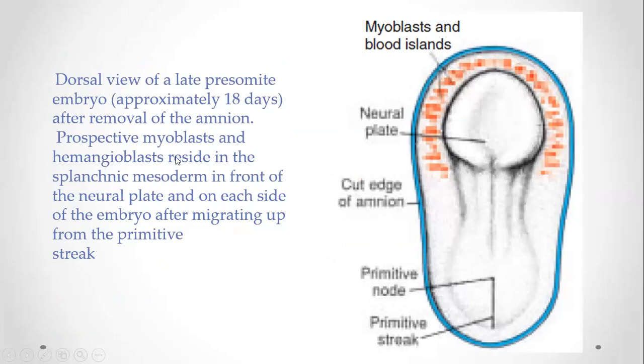The prospective myoblast and hemangioblast reside in the splanchnic mesoderm in front of the neural plate and on each side of the embryo after migrating up from the primitive streak. If you remember the primitive streak, this is the primitive node, and after migrating, this is the arrangement of the myoblast and blood islands. So it is a very early stage of development where still the heart is not formed. Slowly there is formation of small blood islands, after which they join together to form a larger area. So still the heart is not there. It is the primitive stage of the development of the heart.